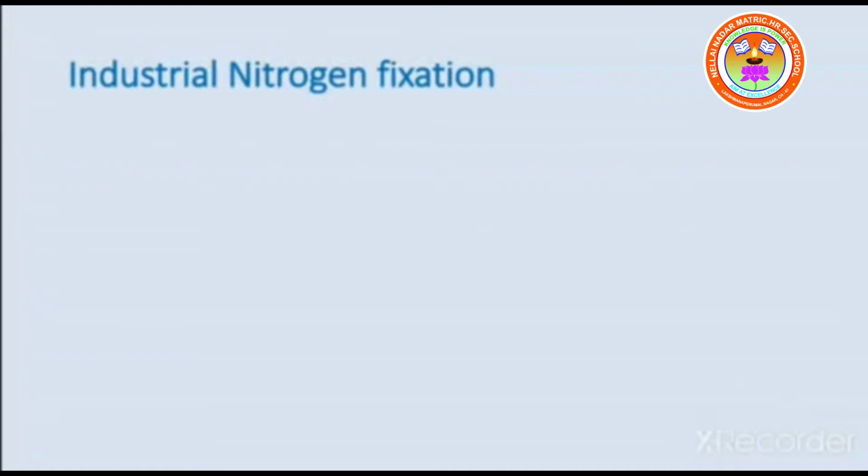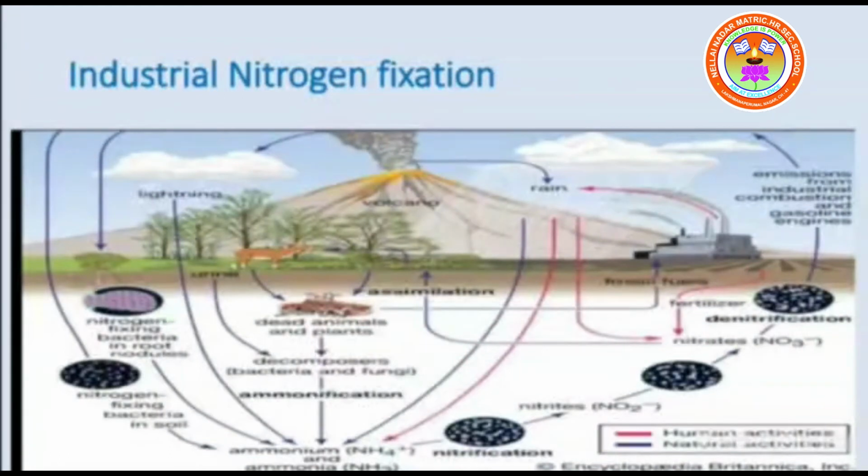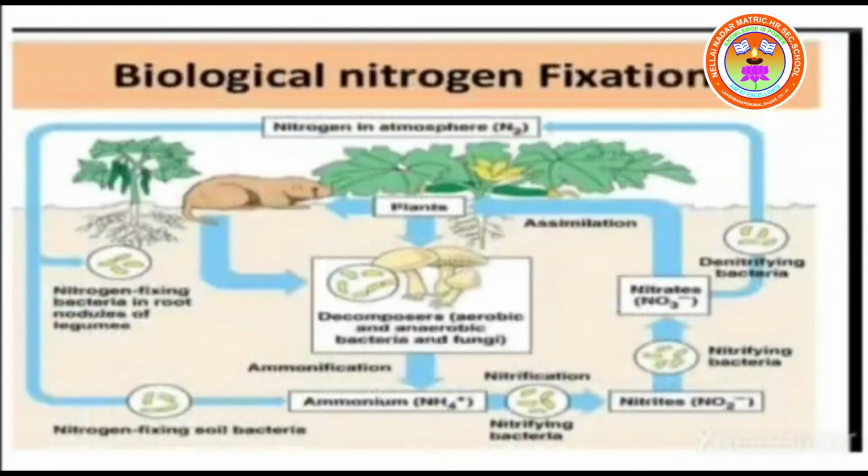Industrial nitrogen fixation: a man-made alternative that aids in nitrogen fixation by the use of ammonia. Ammonia is produced by the direct combination of nitrogen and hydrogen, and it is converted into various fertilizers such as urea. Biological nitrogen fixation: bacteria like Rhizobium and blue-green algae transform nitrogen into other compounds that are more readily usable. These nitrogen compounds get fixed in the soil by these microbes.